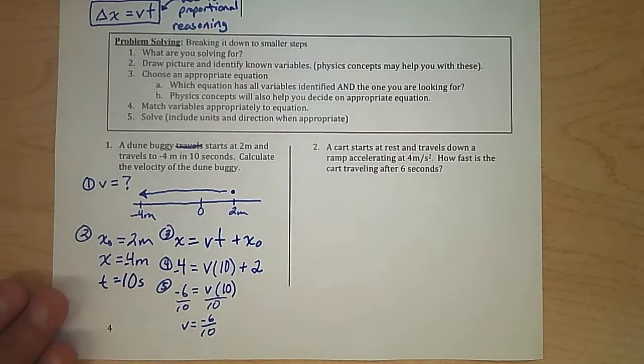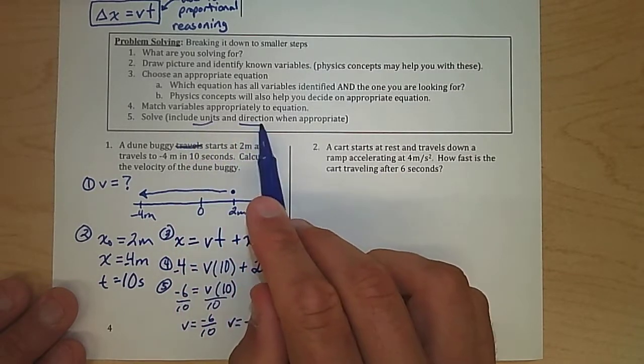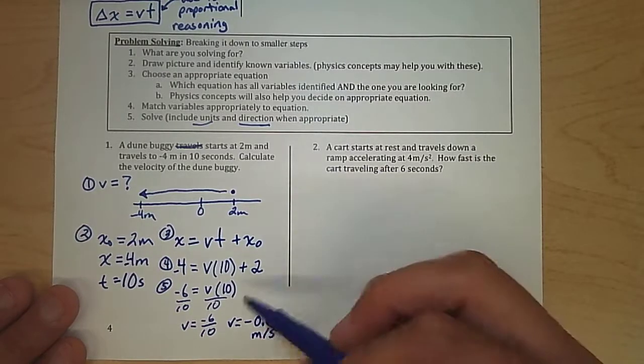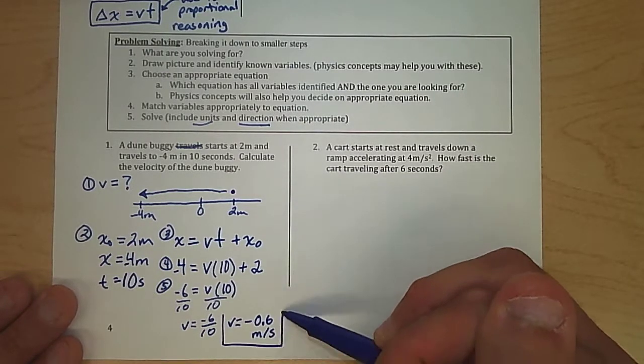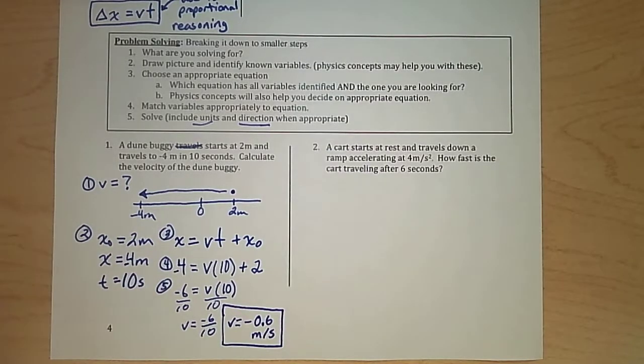Now we want to represent that as a decimal, though. So my final velocity is going to be negative 0.6, and then you want to make sure that you have your units as well. It's really, really important, and direction when appropriate, and it's absolutely appropriate here. I'm going to the left, -0.6 meters per second, and I've solved my problem. All right, so that's it for introducing mathematical modeling when it comes to constant speed.